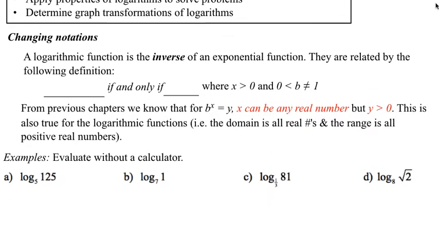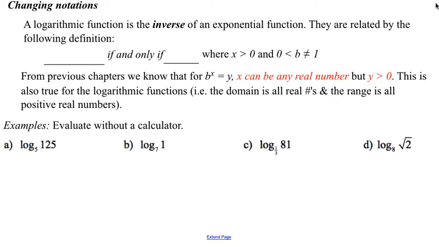One of the primary skills that you will need to know how to do is to convert between the two different notations, between logarithmic and exponential notation. Logarithmic functions turn out to be inverses of exponential functions. So they help us to solve exponential equations in the same way that multiplication and division are used to solve equations. They undo each other. The same is true for logarithms and exponents.